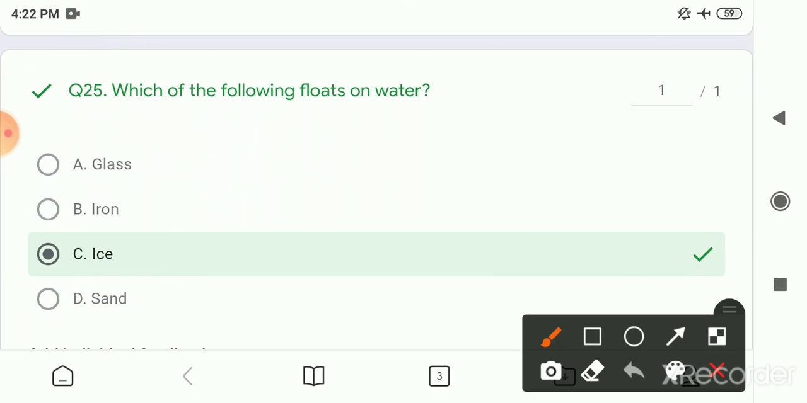Next, 25th number, which of the following floats on water? The options are glass, iron, ice and sand. So here your answer is option C, that is ice. As it is lighter in weight, it will float on the water. So your answer is option C, that is ice. The rest of the examples, that is glass, iron and sand, will sink in the water. So here your answer is option C, ice.